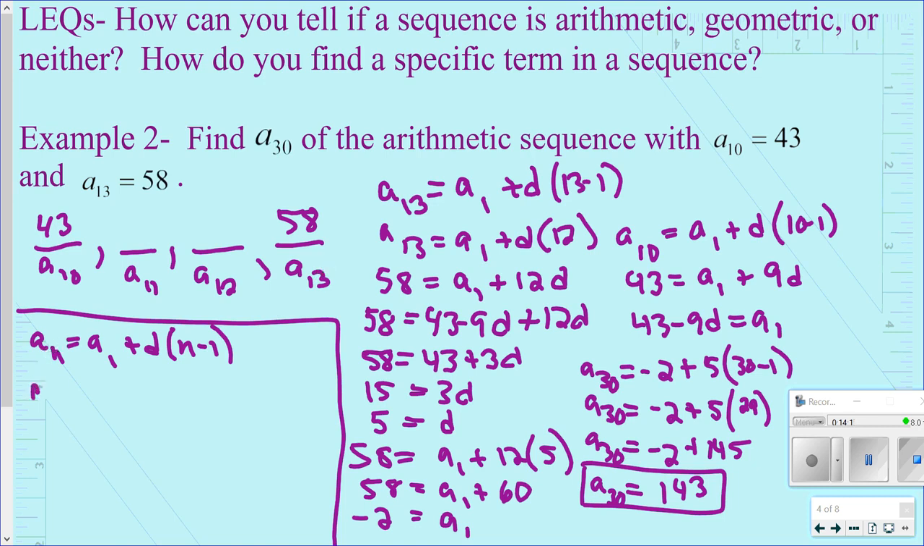So a sub 13 is equal to, and now again, I'm adjusting the formula. I don't want to start it at the first term. I'm going to start it at the 10th term, plus d times. Now, normally it's n minus 1, but that's when we have an n here and an a sub 1 here. I have to adjust that a little bit because n I've replaced with 13 and 1 I've replaced with 10. So it's not going to be d times the quantity of n minus 1. It's going to be d times the quantity of 13 minus 10.